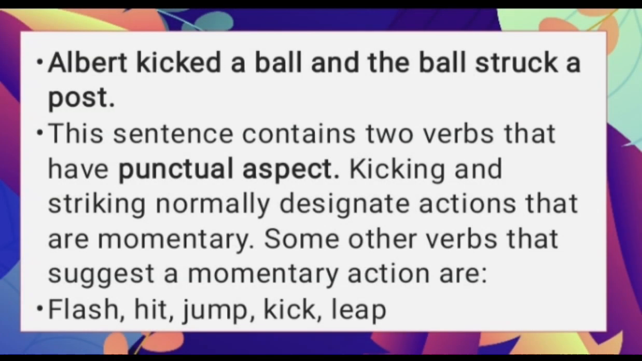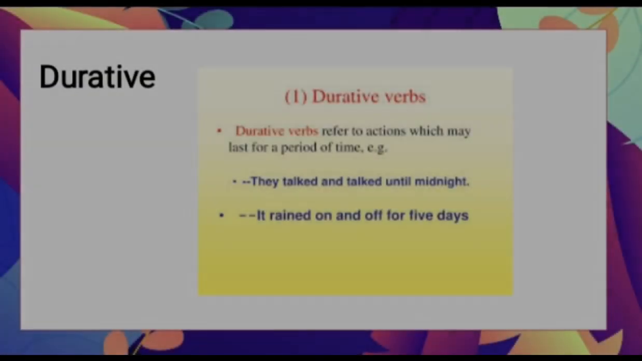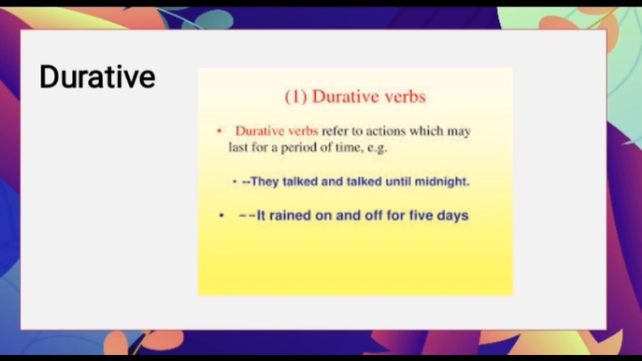Albert kicked a ball and the ball struck a post. This sentence contains two verbs that have punctual aspect. Kicking and striking normally designate actions that are momentary. Some other verbs that suggest a momentary action are flash, hit, jump, kick, and leap. Durative verbs refer to actions which may last for a period of time. Example: they talked until midnight, and it rained on and off for 5 days.